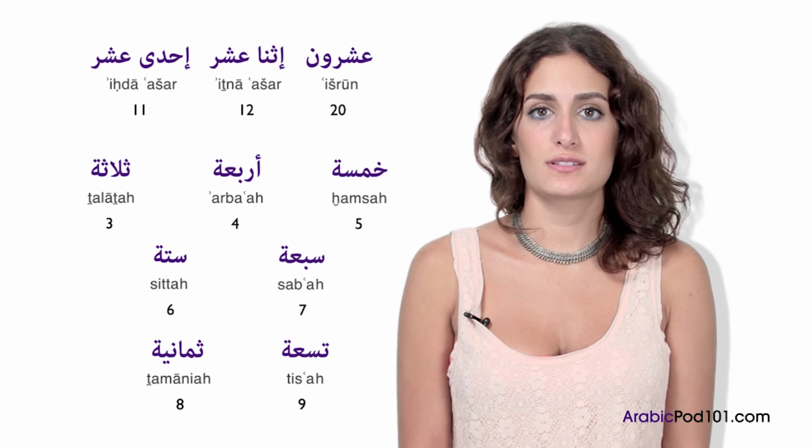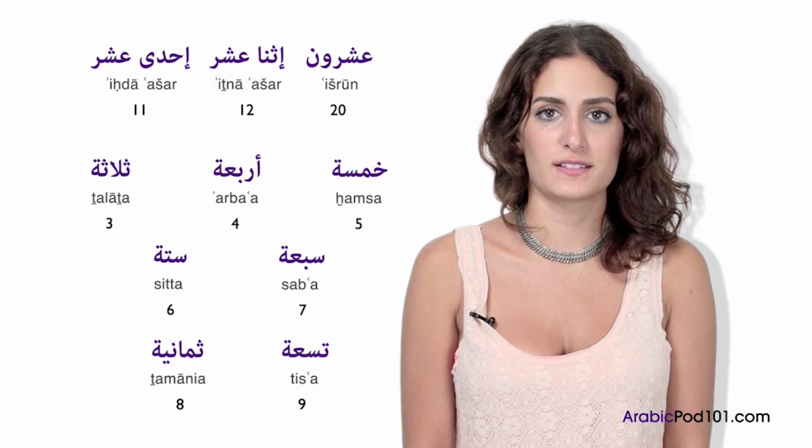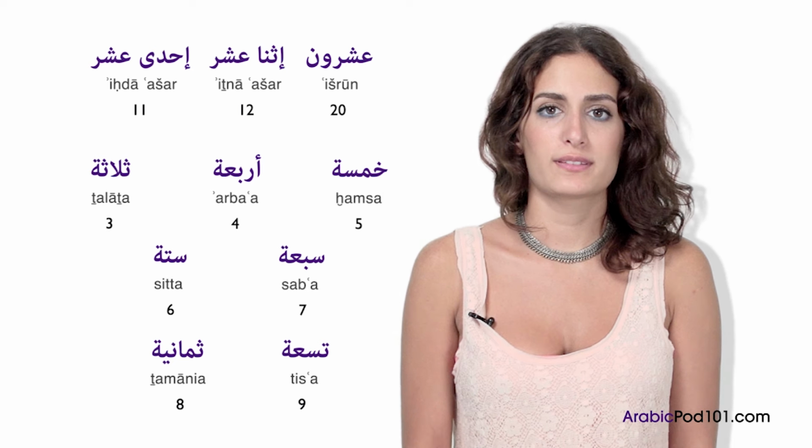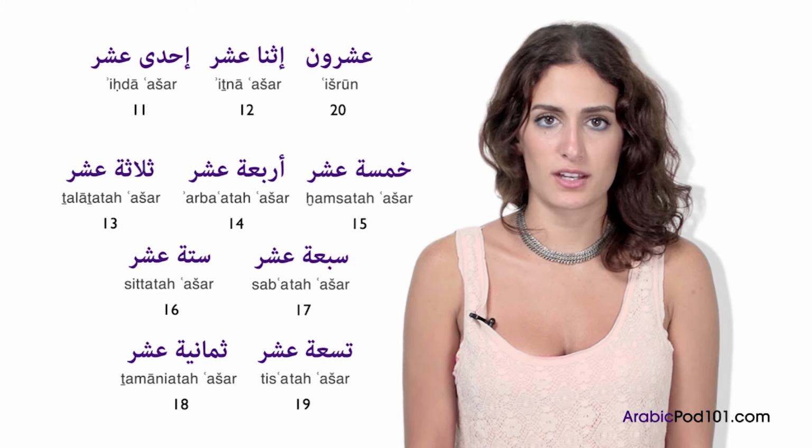As for the rest, you just need to replace the H ending of the digits we learned before with ta followed by the word 10. Let's not stop at 20. Counting to 100 is super easy. Now I'll give you the tens.